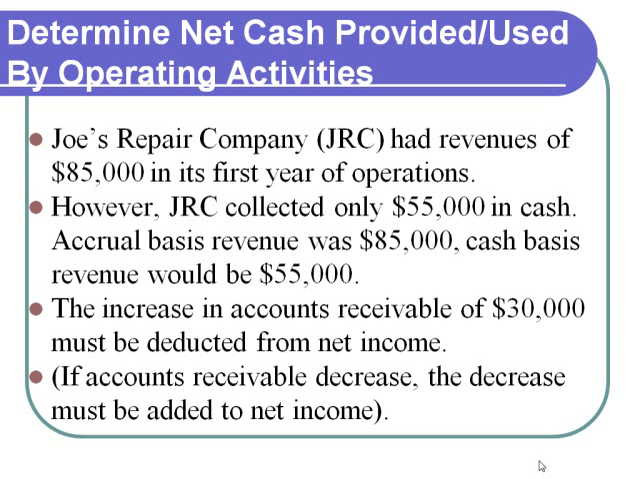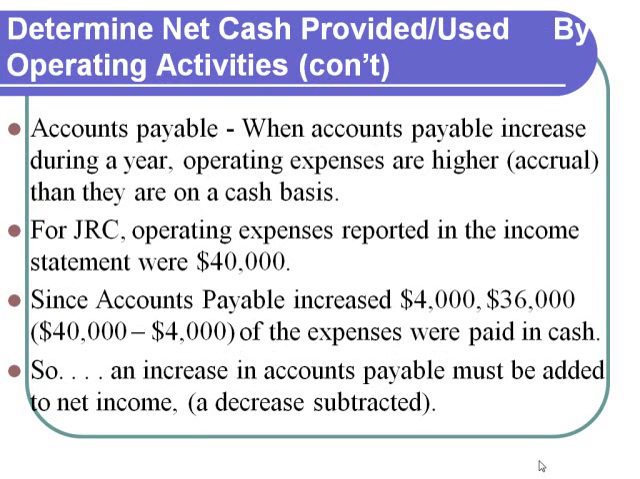Well, for accrual accounting, our sales were $85,000. But for cash accounting, we can only count those sales we collected in cash. And since accounts receivable went up $30,000, we know we only collected $55,000. Therefore, we have to subtract that from net income.